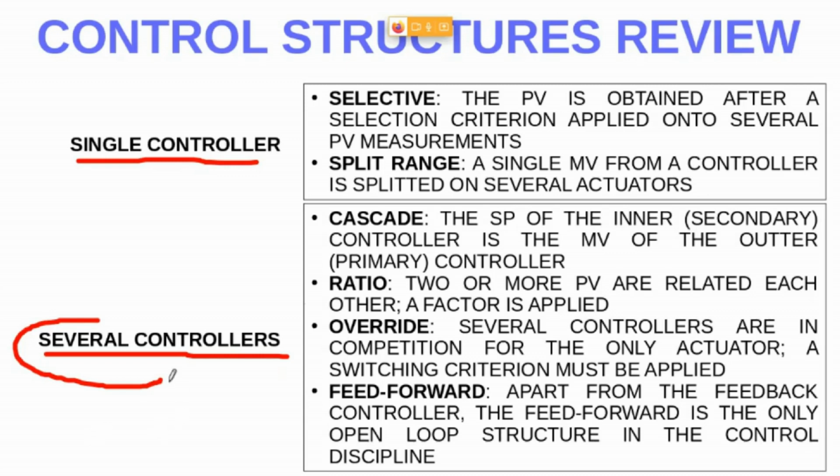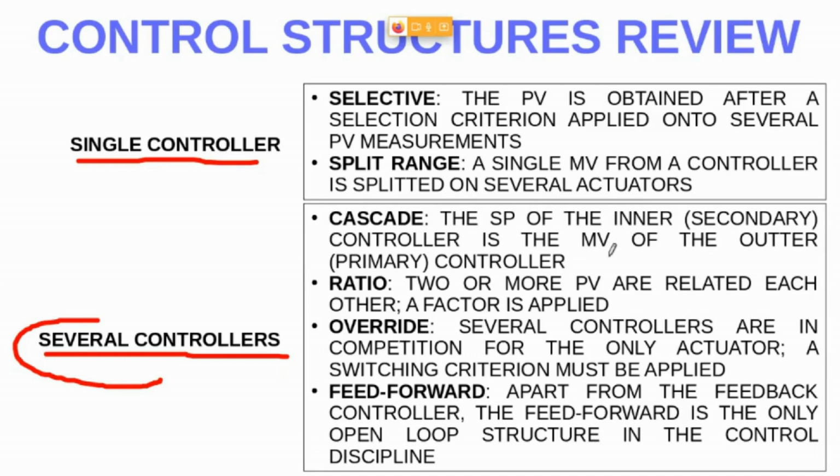Then when we talk about those control structures that use several controllers, remember, it doesn't imply several devices, but at least one device that is using several control laws, several control operations, right? So we have the Cascade. Remember that the Cascade is this structure that has nested feedback control structures in the loop, right? So the set point of the inner secondary controller is the manipulated variable of the outer, the primary controller.